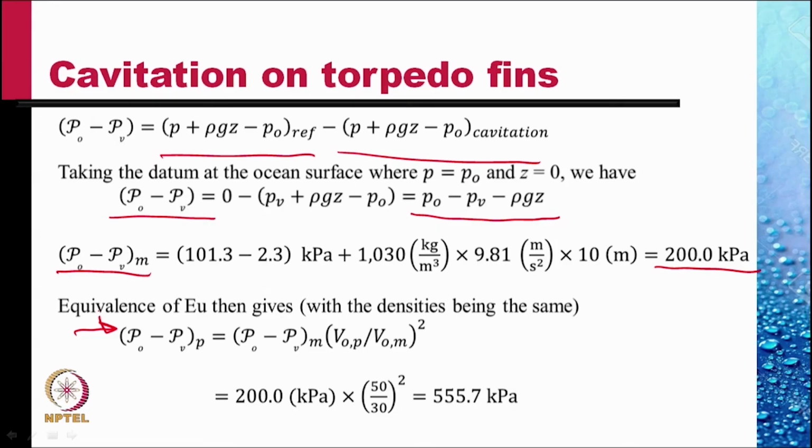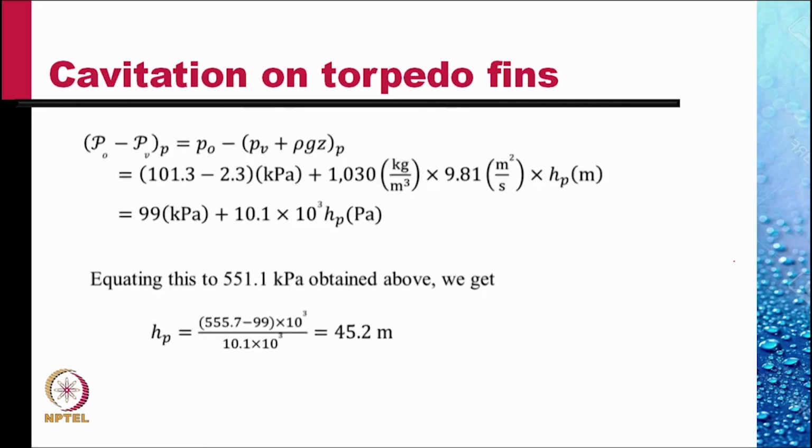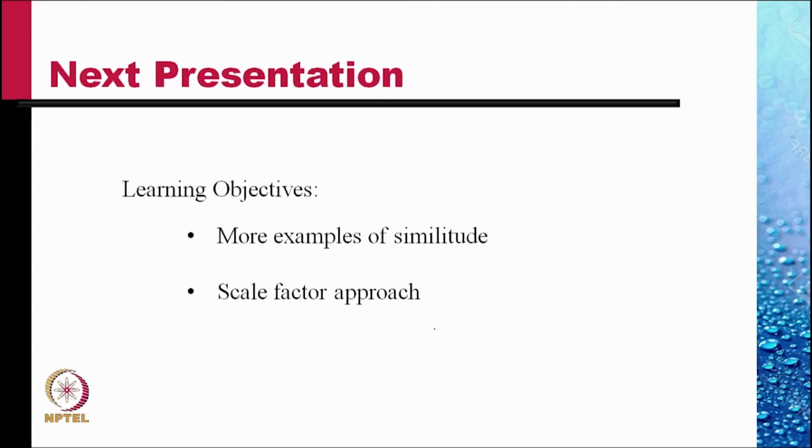So the characteristic pressure difference in the prototype should be the characteristic pressure difference in the model multiplied by the velocity in the prototype divided by the velocity in the model, whole squared. And this gives you that the characteristic pressure difference in the prototype should be 555.7 kilopascal as against 200 kilopascal in the model. And this is obtained at a depth of 45.2 meters. Thank you very much.